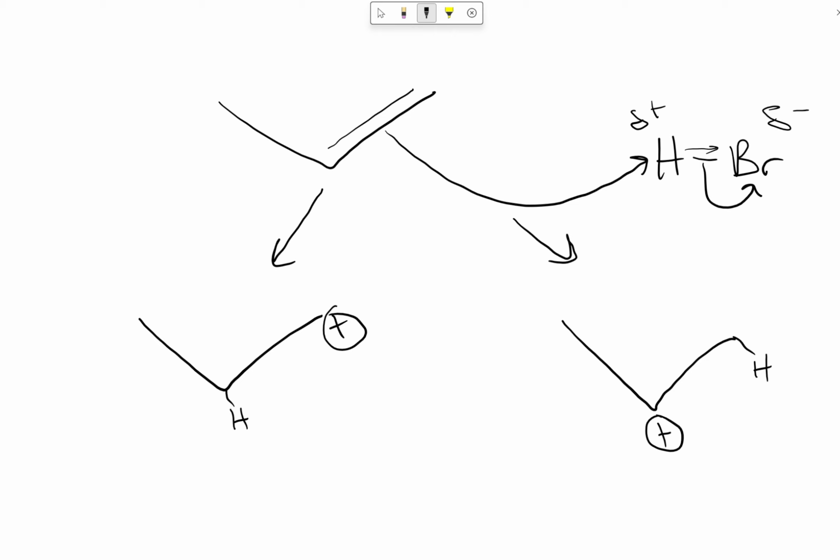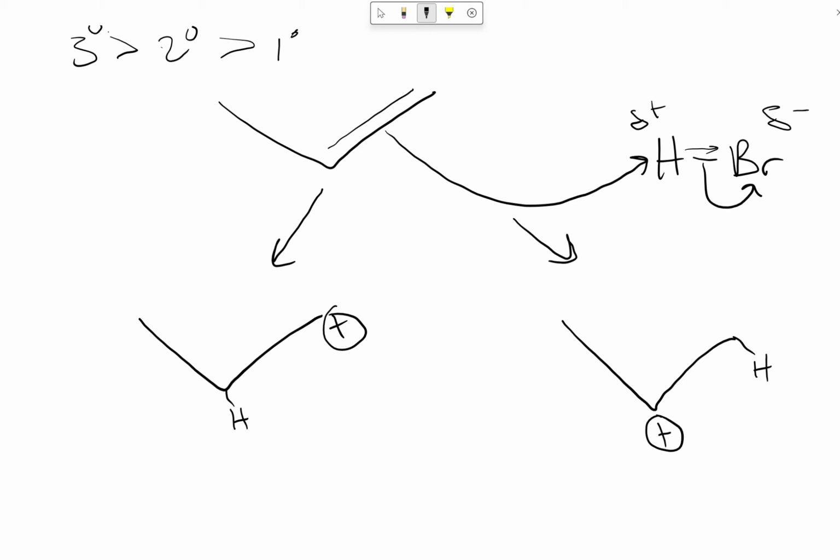Now, one intermediate is much more stable than the other. As we spoke about before in the reactions of alkenes class recording, a tertiary carbocation is more stable than a secondary carbocation, which is more stable than a primary carbocation. And this is based on how many carbons our carbon with the positive charge is attached to. So it depends on that.